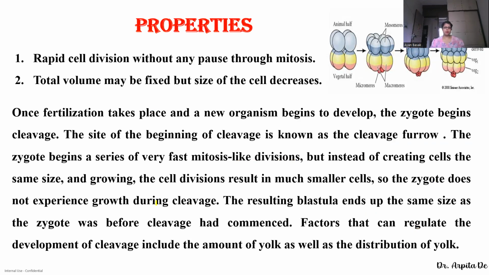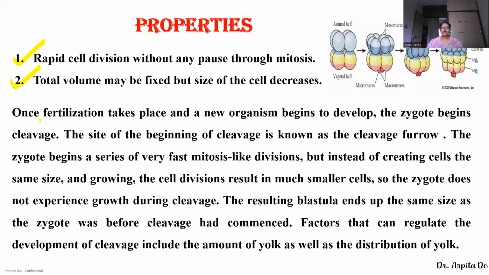Now we'll come to the properties. The two most important properties: what is the first one? Rapid cell division without any pause through mitosis. The next one: total volume may be fixed, but the size of the cell decreases. I'm doing this briefly so that during the time of exam, if you just go through it once, it will be ready for you.